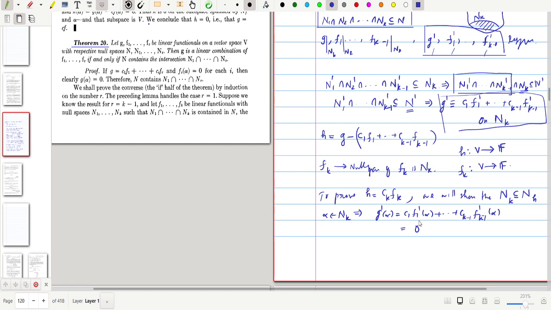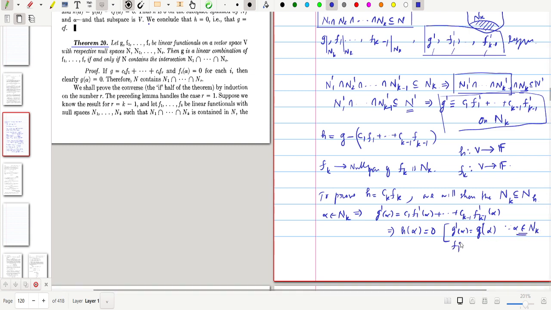Now you can say that G prime of alpha minus this quantity is 0. So this implies H of alpha equal to 0, because G prime of alpha equals G of alpha, since alpha belongs to NK, because the restriction of G to NK is G prime. So G prime and G coincide on NK. Similarly, for each Fi, Fi of alpha is equal to Fi prime of alpha, because of the same reason, the domains of these two functions are the same, for i equal to 1, 2, 3, etc., K minus 1.